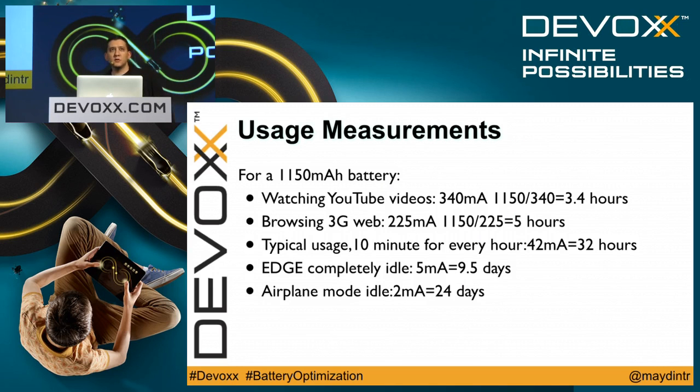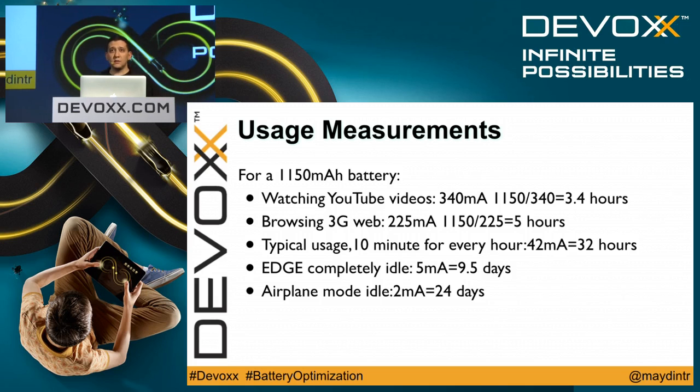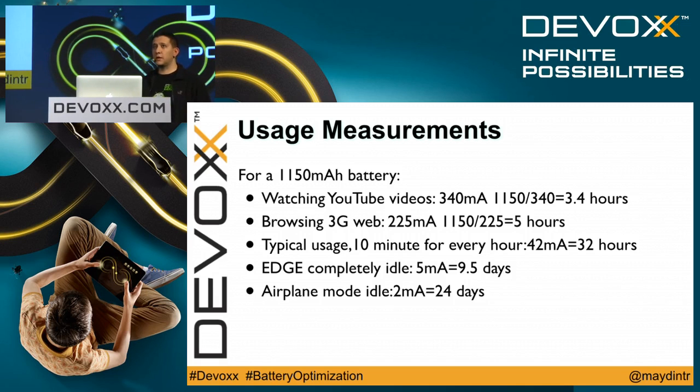Now you see some usage measurements for a 1150 milliamp-hour capacity battery. You can watch YouTube videos for 3.4 hours with this battery. The power goes to screen, networking, and video decoding. And with this battery, your device can stay in airplane mode for 24 days.